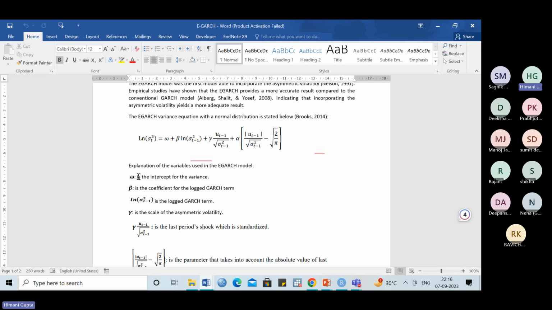Now, does anyone know what is the leverage effect? What do you mean by the word leverage? And this leverage, your gamma, will tell you whether there is asymmetry or not. This gamma.